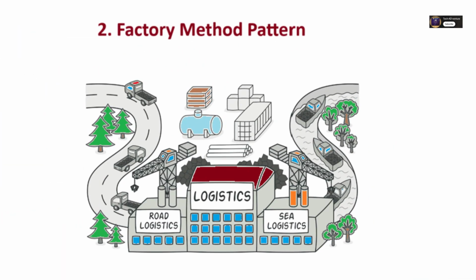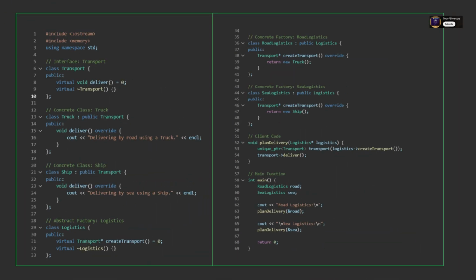2. Factory design pattern. Factory method is a creational design pattern that provides an interface for creating objects in a superclass, but allows subclasses to alter the type of objects that will be created. Steps to implement factory method pattern. Define an interface or abstract class. This will declare the factory method. Create concrete classes. These will implement the factory method to create specific objects.